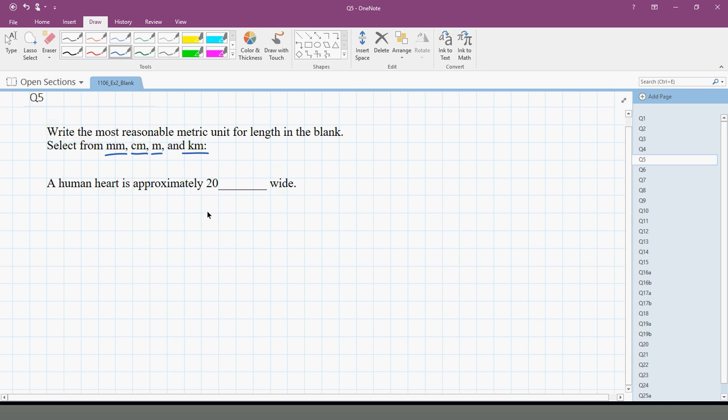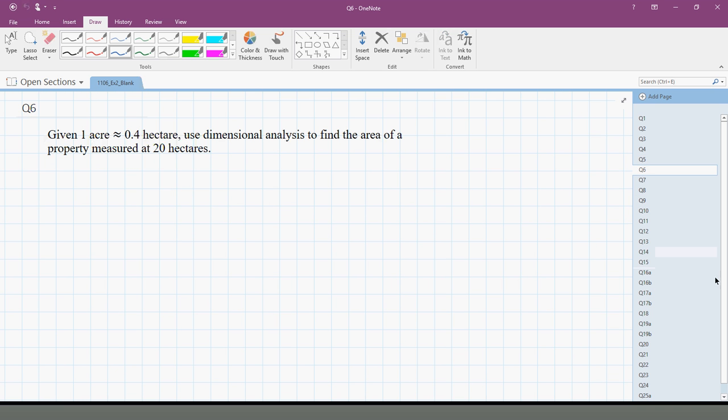Centimeters is definitely right. Because millimeters, that's just way, way too small. So definitely, centimeters. That's it. Okay. That's all you do on that one. Just tell me which label you would use.